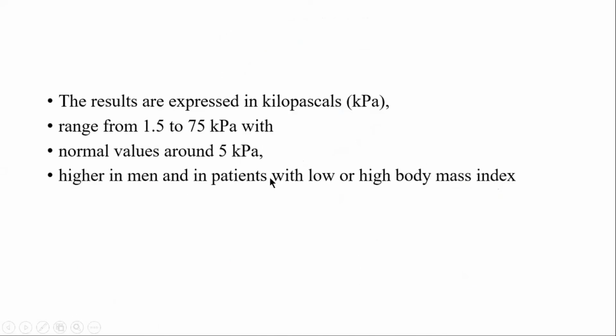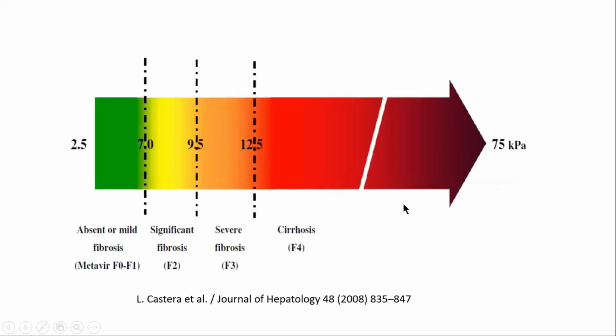So the transient elastography results are expressed in kilopascal, and the range is from 1.5 to 75 kilopascal. Normal value is around 5 kilopascal, and it may be higher in patients with low or high body mass index. This shows the normal level and what the transient elastography readings mean. Up to 7 kilopascal, there may be absent or mild fibrosis, or Metavir F0 to F1.